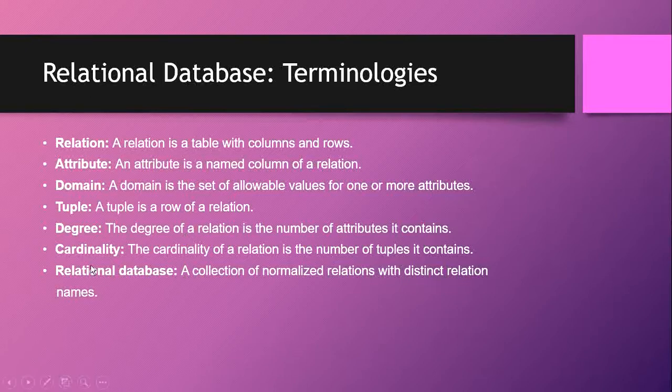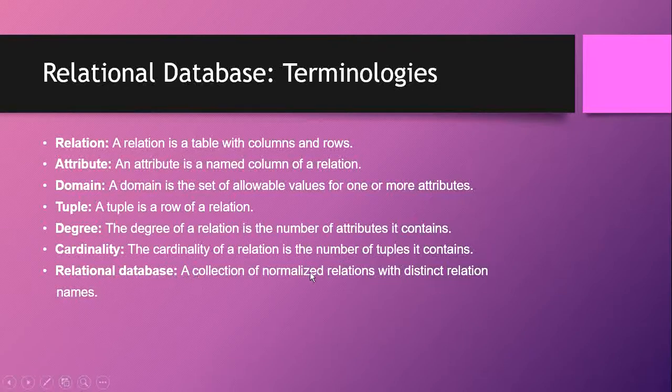Next we have cardinality. The cardinality of a relation is the number of tuples it contains. So we calculate the cardinality of a relation by counting the total number of records we have in that table. The cardinality will increase if we add more records, or it will decrease if we remove or delete any record from the table.